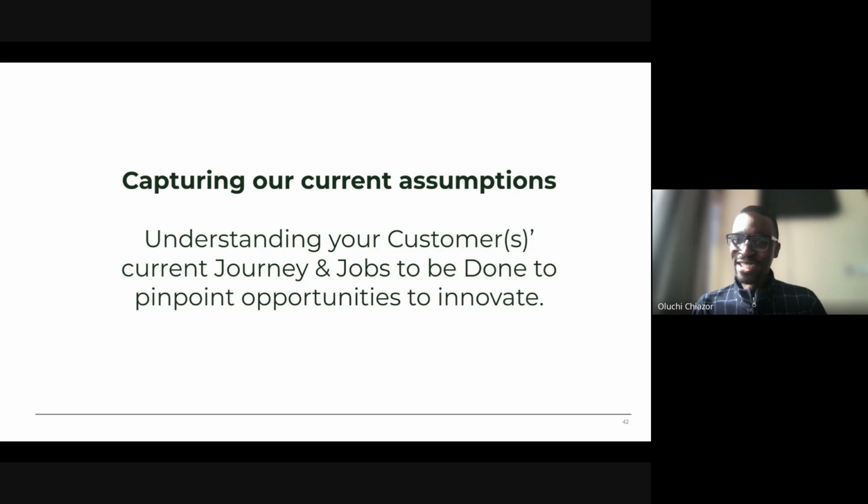Or there's something that Nigerians love to say: "The fact is," or "The truth of the matter is." What do you say? It's your assumption.